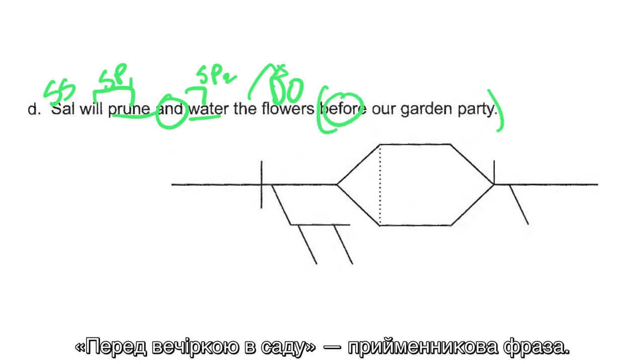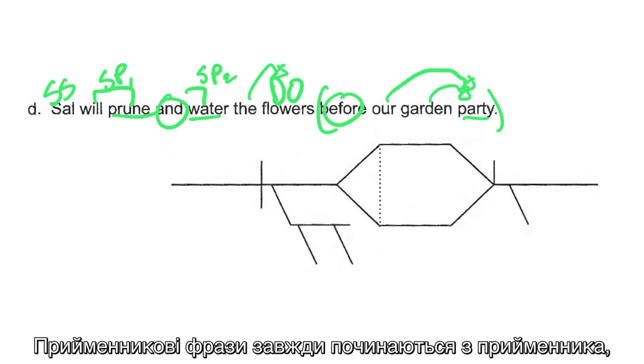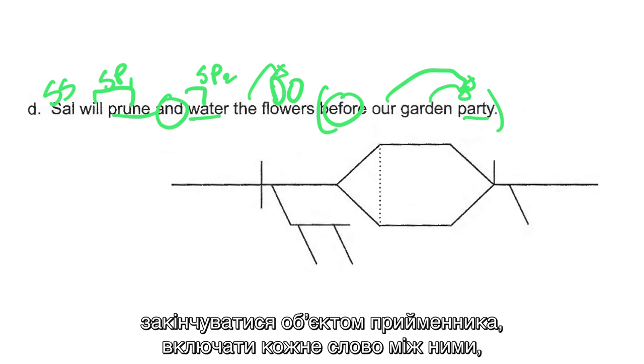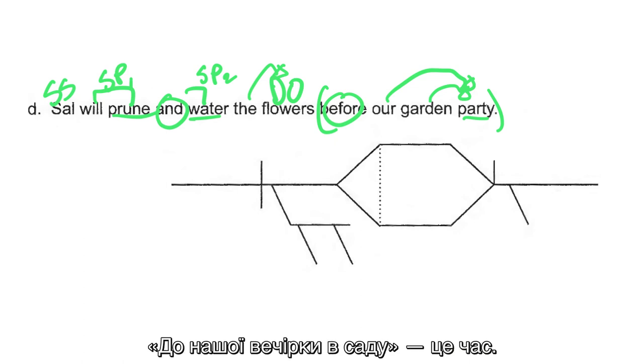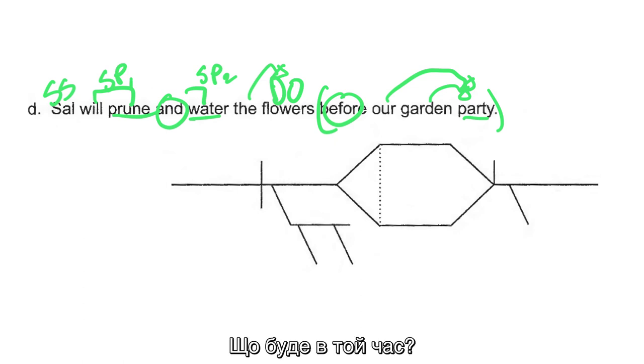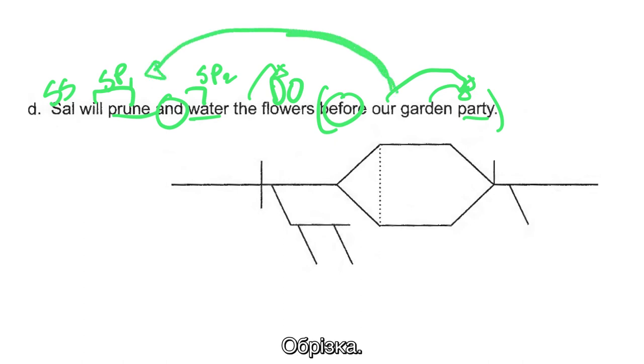Before our garden party is a prepositional phrase. Prepositional phrases always start with a preposition, end with an object of the preposition, include every word in between, and answer either time or space. Before our garden party, that is a time. What will happen at that time? Pruning, watering.